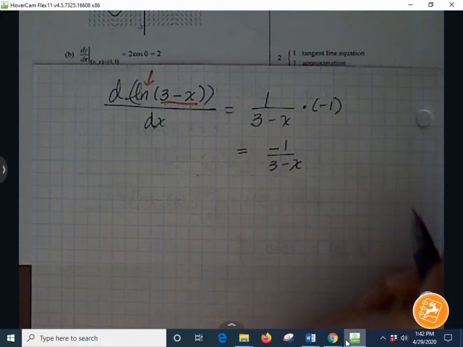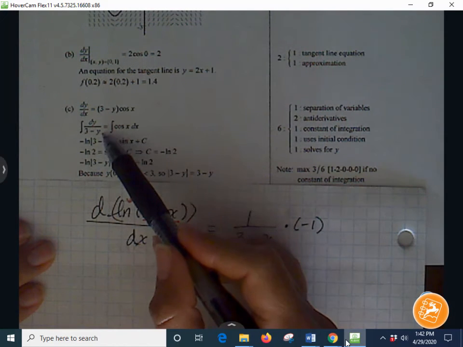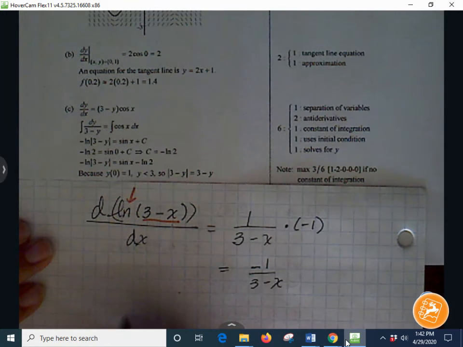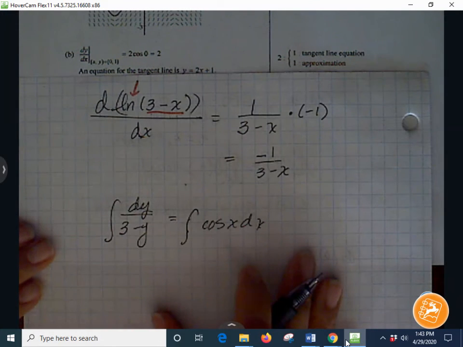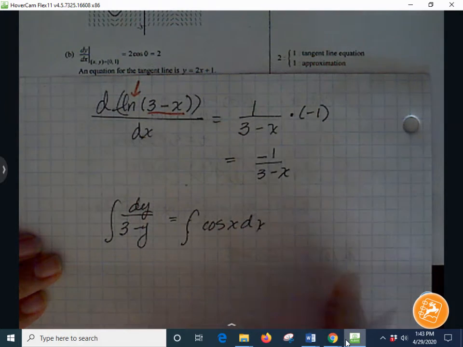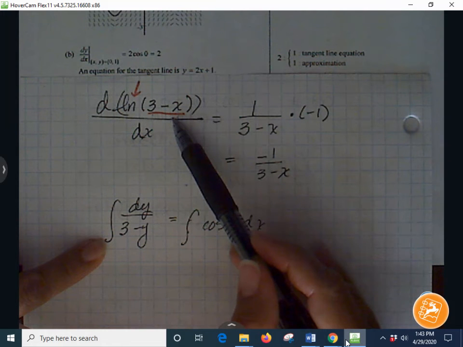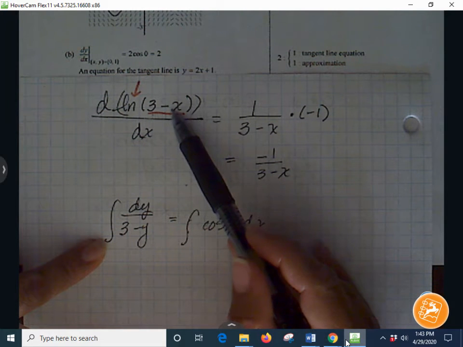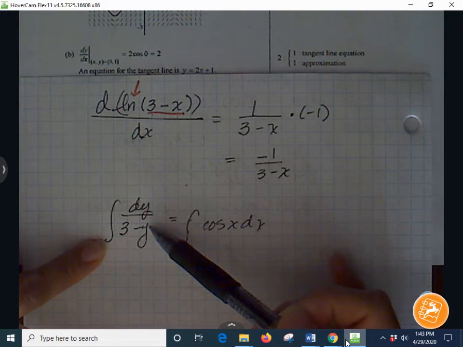Okay? So now when I look at what they did, when we get down to this step right here, they've got the integral of dy over 3 minus y is equal to the integral of cosine of x dx. So now you know that, okay, I've got a natural log. The antiderivative is going to be natural log. But if it was a positive natural log, because of this negative x, my derivative would have been negative. Well, here there's no negative.